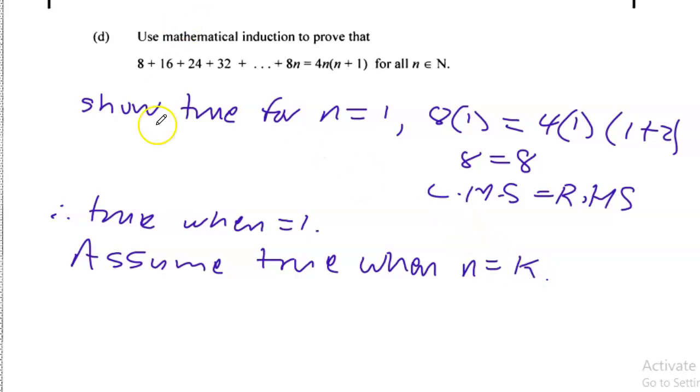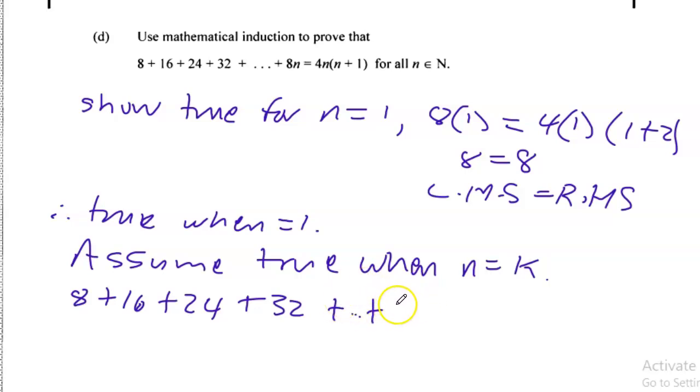So we can replace all values with k. So it means that 8 plus 16 plus 24 plus 32 plus ... plus 8k is equal to 4 times k into k plus 1.